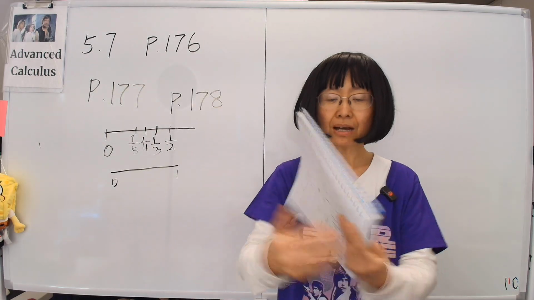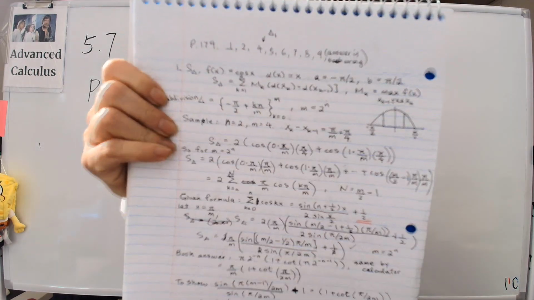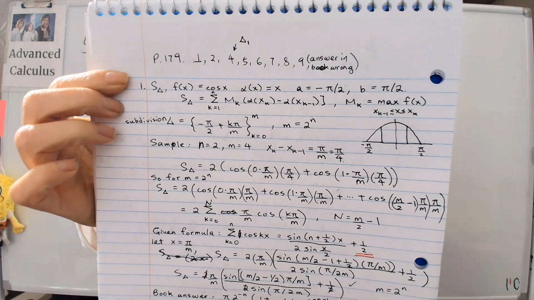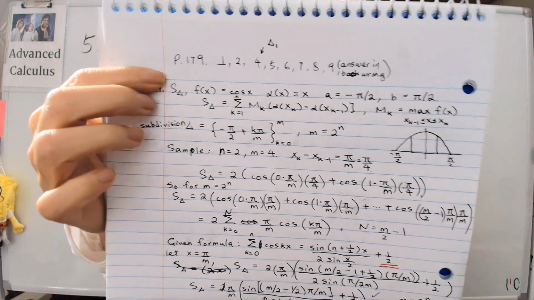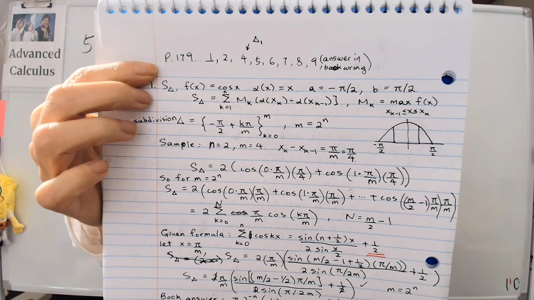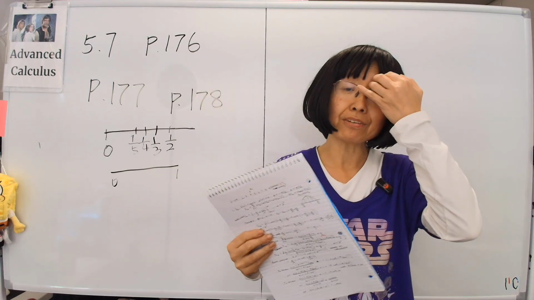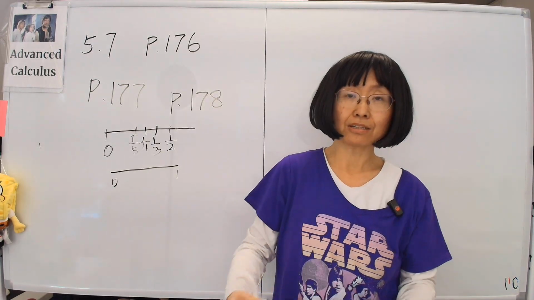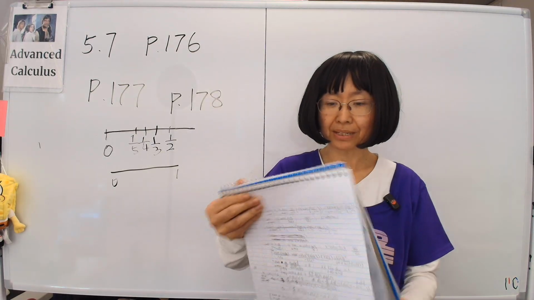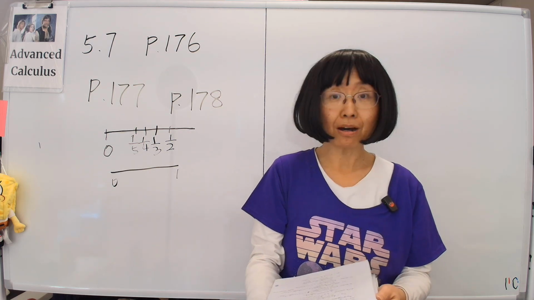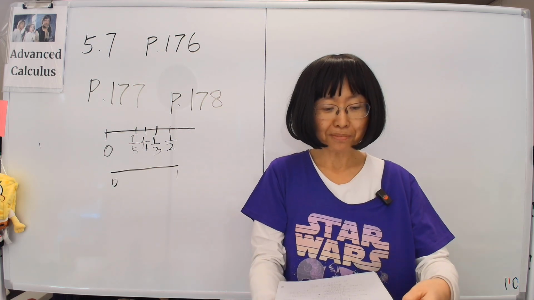So for homework on page 179, please do problems 1, 2, 4, 5, 6, 7, 8, 9. And unfortunately, the answer in the book is wrong for problem 9. Problem 9 already gave you the answer. It says to prove epsilon is less than something, and the book's answer is wrong in a very obvious way.